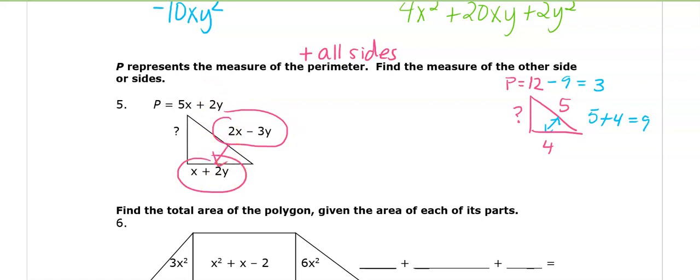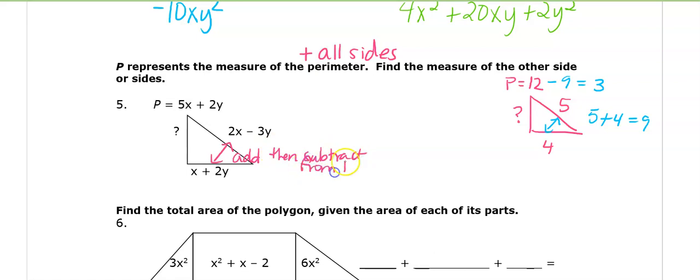Let me take those circles off so it doesn't confuse us with our order of operations or our combining like terms. So I'm going to add these two together, and then I'm going to subtract it from the total. So I'm actually going to write that down. Add, then subtract from total. So these are all positives, and I'm adding them, so that's really, really nice.